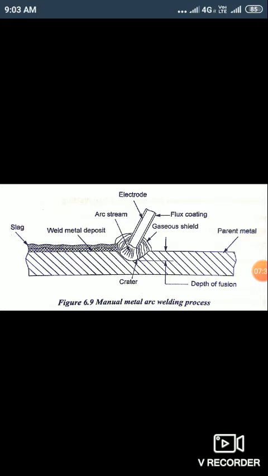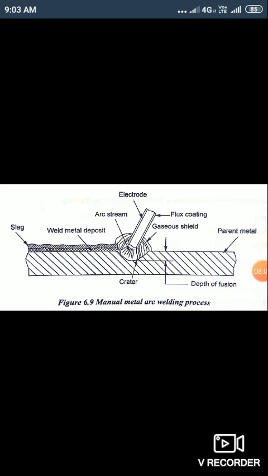Frequent stops and starts are required to change electrodes. As this is a consumable electrode, the welding must be stopped and started frequently. Slag cleanup is required. As it produces slag, we should clean the slag after the welding has been done.